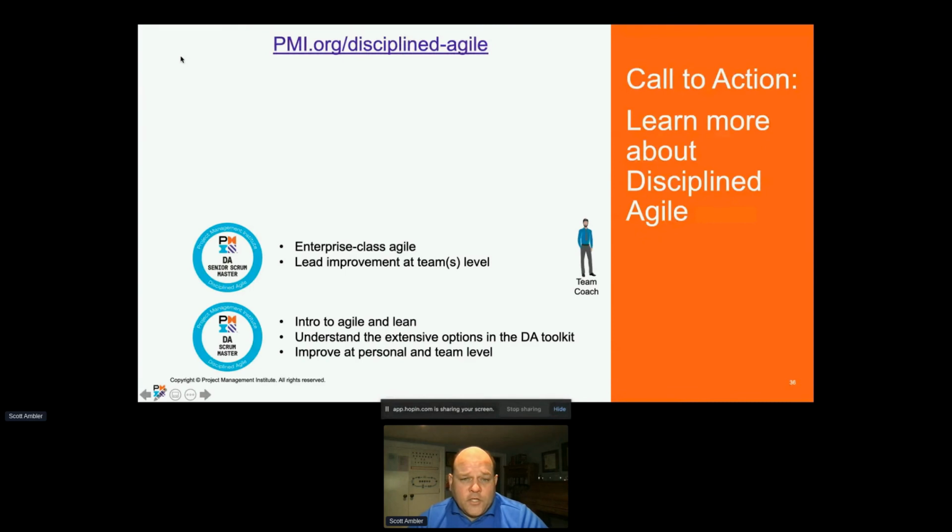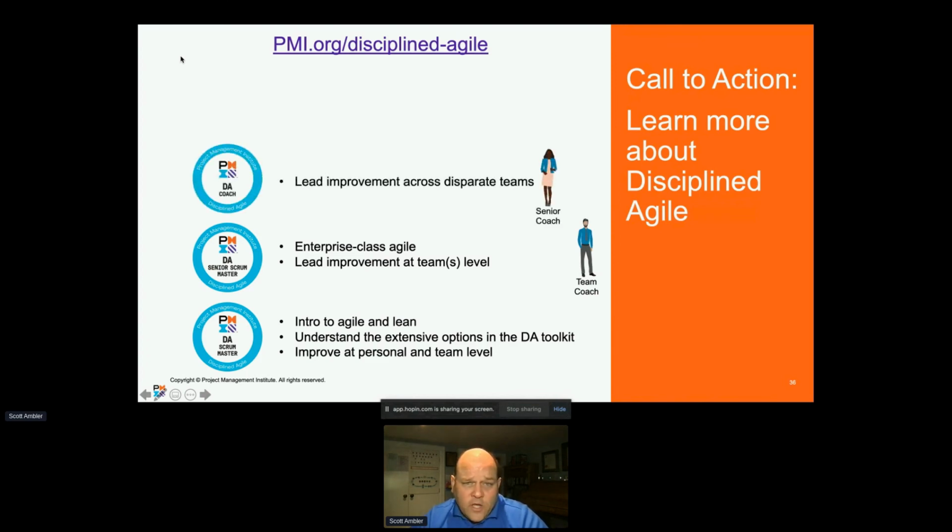Then the Senior Scrum Master. How do we lead improvement across the team? How do we apply the DA toolkit to take advantage of these goal diagrams, to take advantage of these practices and other aspects of DA, and put them into context and evolve them for you in your situation? Then the DA coach. How do we lead improvement across disparate teams?